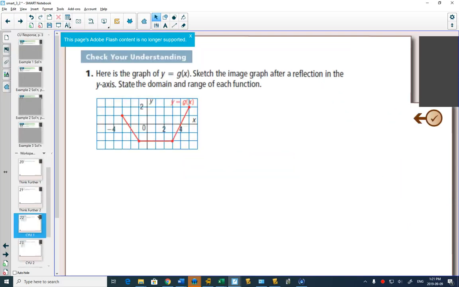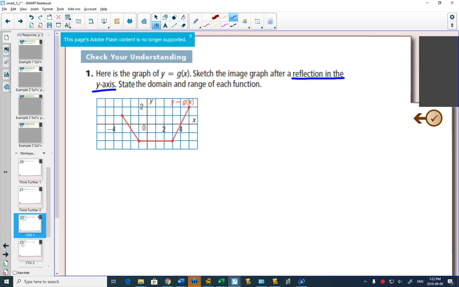Not a problem. So here's the graph of g of x. Sketch the image graph after reflection in the y-axis. So first of all, we see reflection in the y-axis, and then again it says state, domain, and range of each function afterwards.